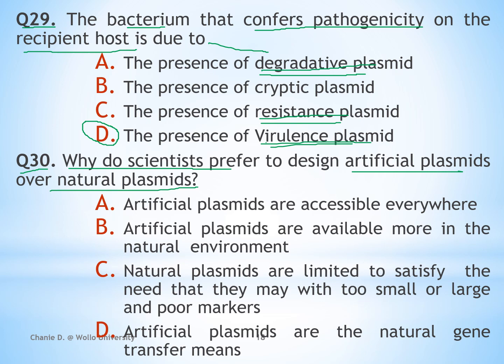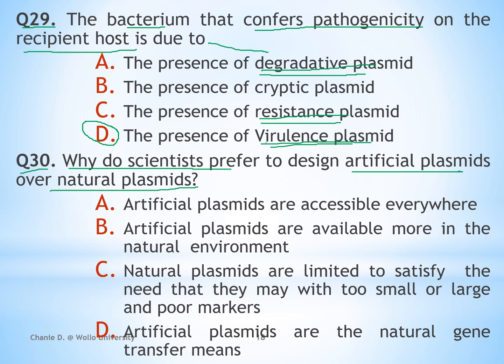And they may have poor marker genes to distinguish or to select transformed and untransformed cells. And they may have low replication ability. Anyway, they cannot satisfy the need of the scientist. For that reason, scientists design artificial plasmids. They design artificial plasmid to overcome the problems of natural plasmids.